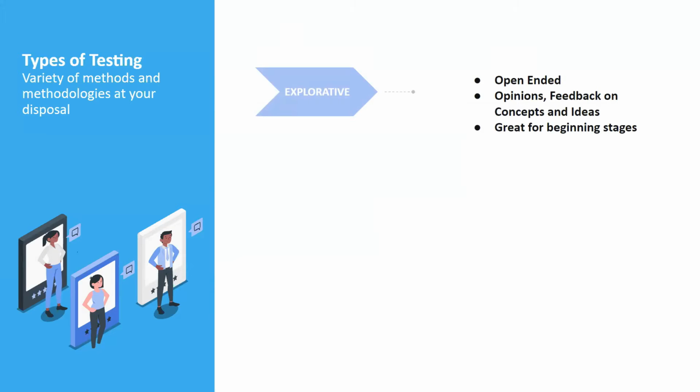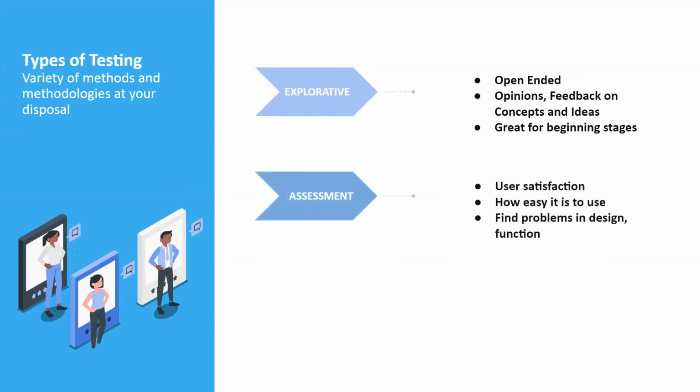So there really are three sorts of tests that I wanted to go over. The first is explorative. These are those open-ended tests that get to the heart of opinions and feedback on concepts and ideas with our users. These are great for the beginning stages, typically early in product development, helping researchers pinpoint gaps in the marketplace, gaps in the product itself, identify potential new features that you might want to explore, and definitely workshop new ideas.